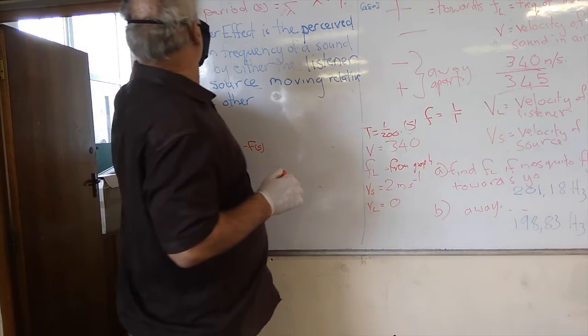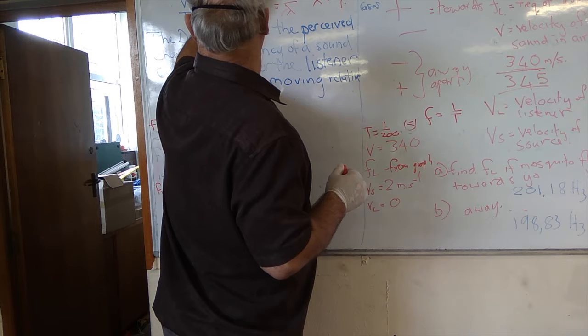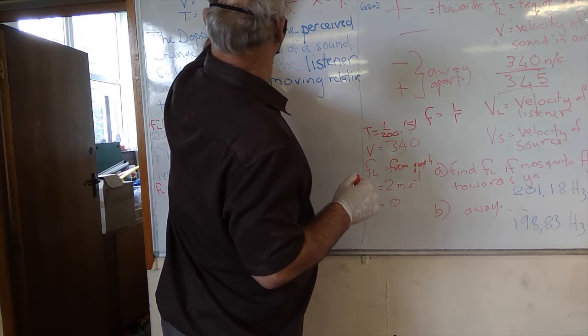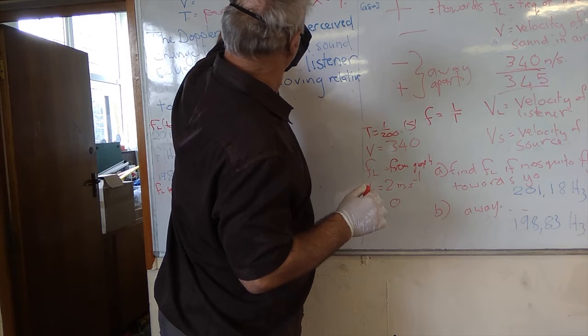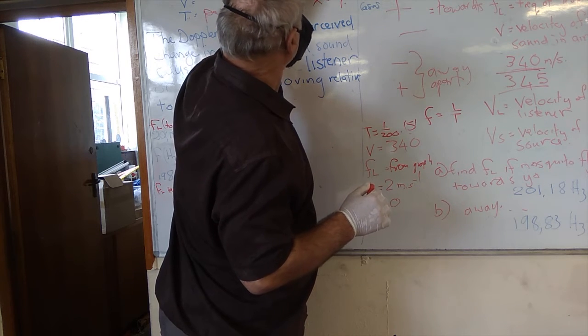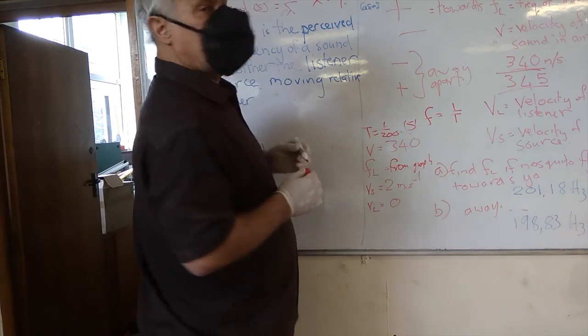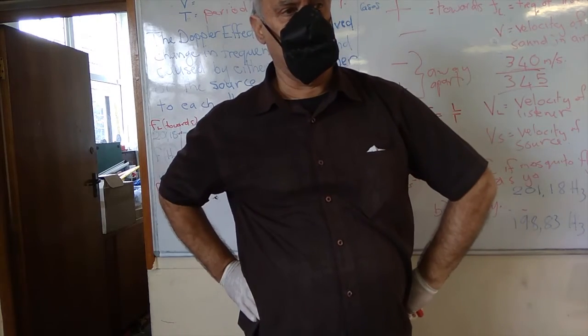They could give you the velocity of sound is 340, they don't give you the frequency, but they give you the wavelength of the sound is, let's say, 1.5 meters. Now you've got to work out something from that. That is the only way they can make this section complicated.